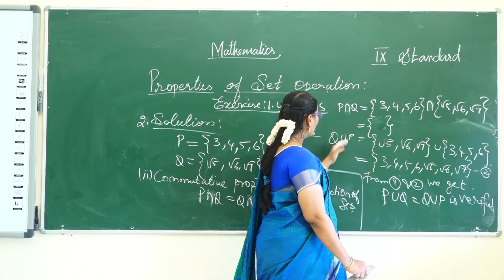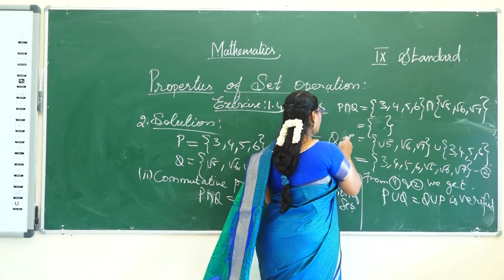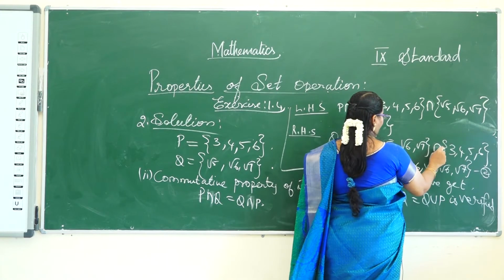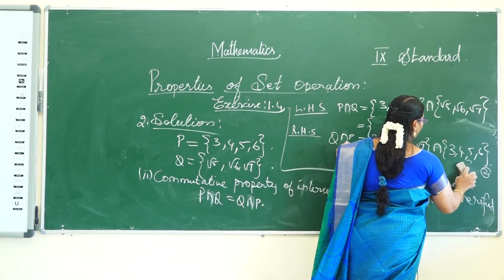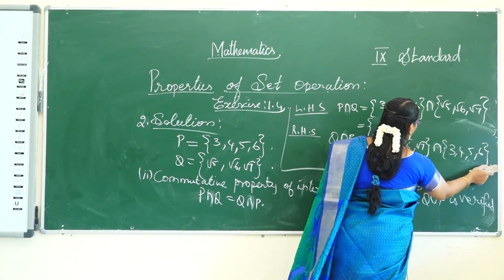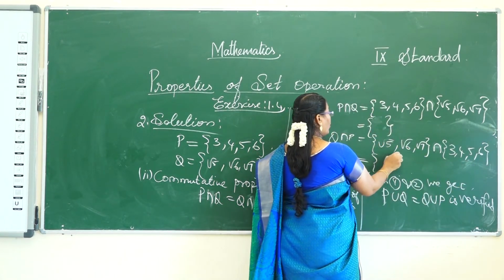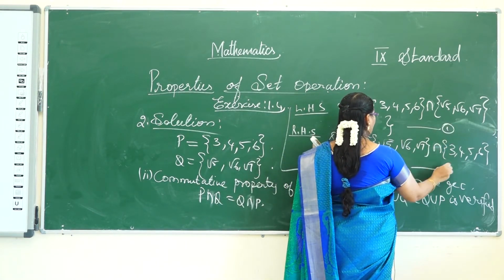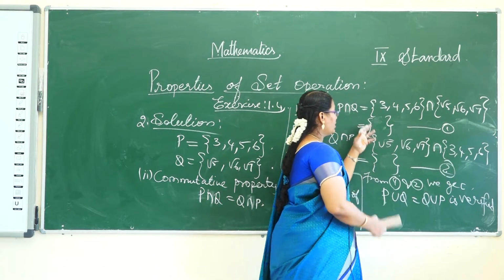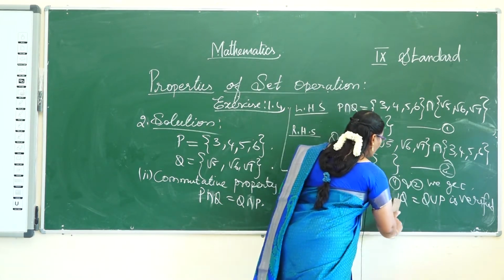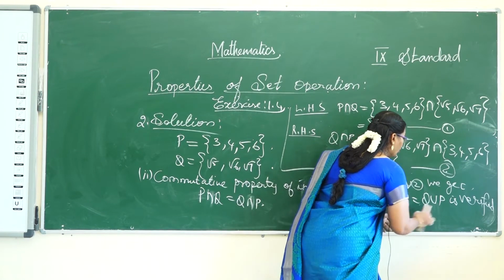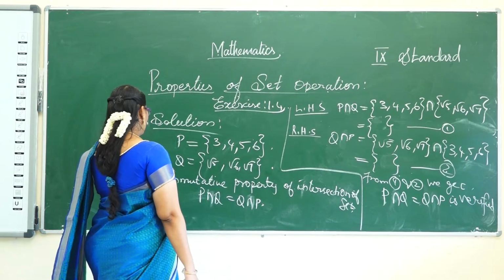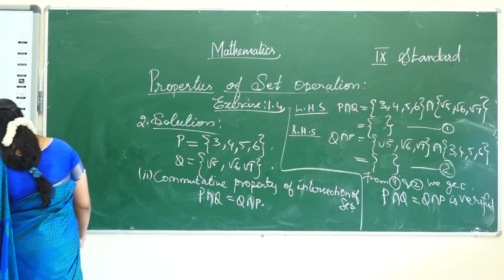And next, left hand side: Q intersection P is equal to, which elements are common in both sets? No elements are common in sets Q and P. So it's a null set. This is denoted equation number 2. From equations 1 and 2 we get P intersection Q is equal to Q intersection P, verified. Okay, so the second problem is completed.